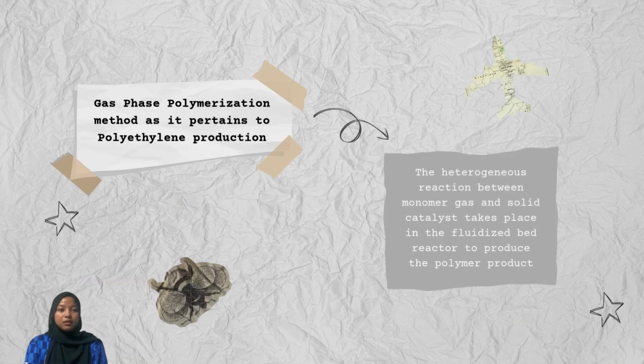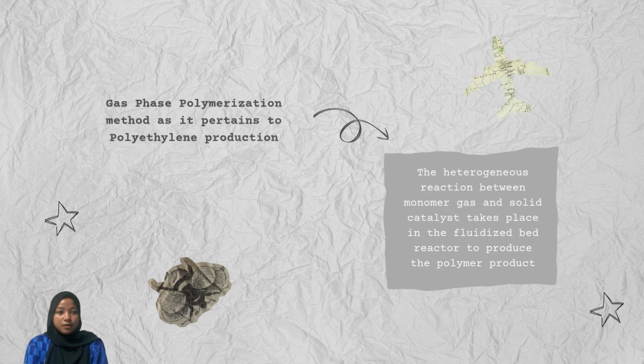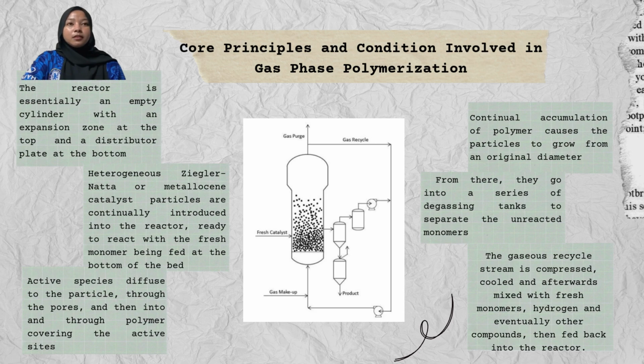Now I'm going to talk about gas phase polymerization. Gas phase polymerization method as it pertains to polyethylene production. The heterogeneous reaction between monomer gas and solid catalyst takes place in the fluidized bed reactor to produce the polymer product. Core principles and conditions involved in gas phase polymerization.